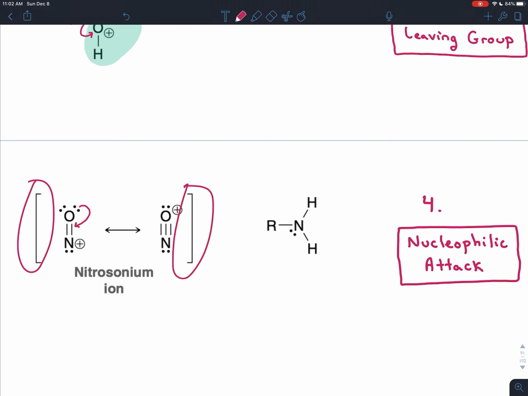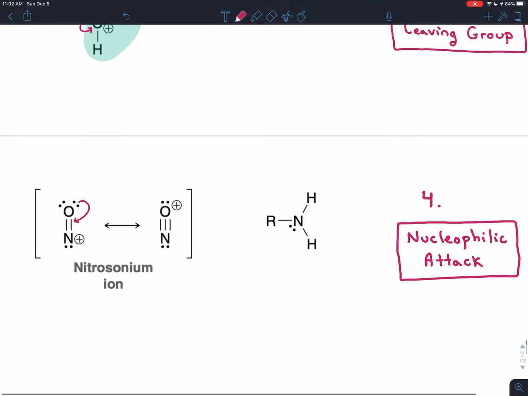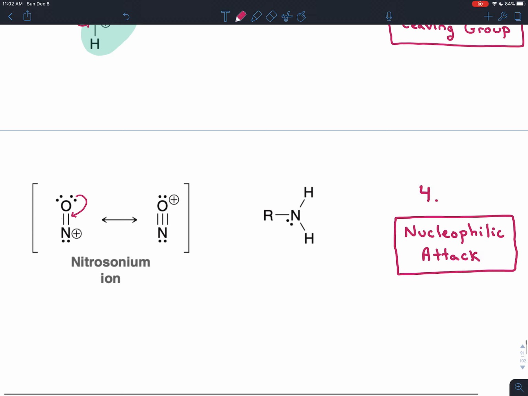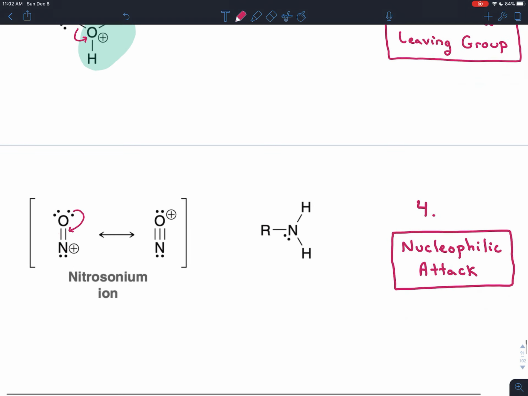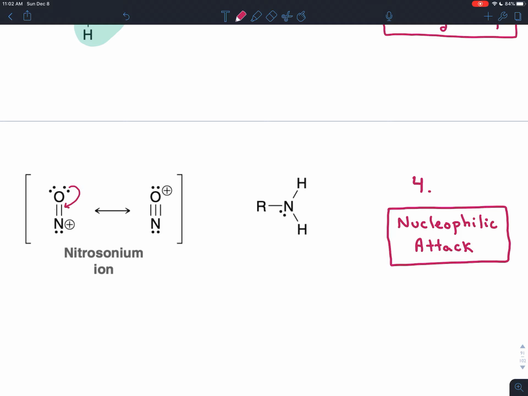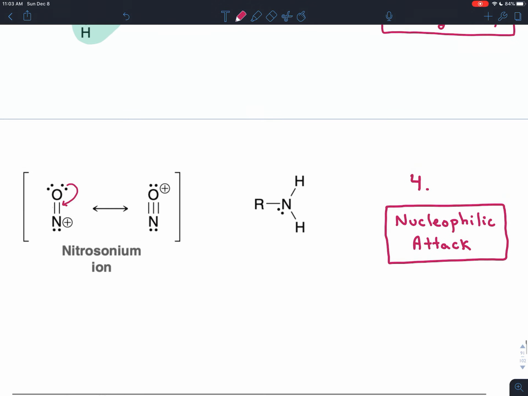Remember, these brackets tell you that the true structure is neither of these, it's only the average between them, and the special resonance arrow with 1 line and 2 heads means take the average. It does not mean that these are turning into each other. Neither of these structures ever exists. Only the average ever exists. And it's that resonance that stabilizes this, because otherwise a positive charge on an electronegative atom is very unstable.